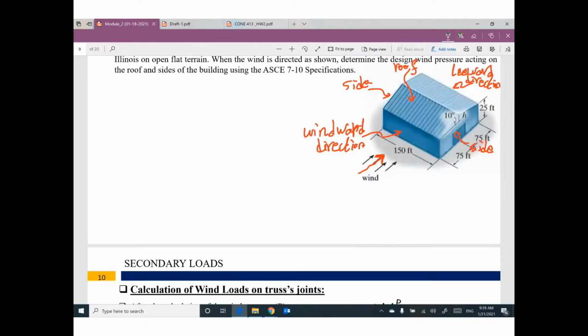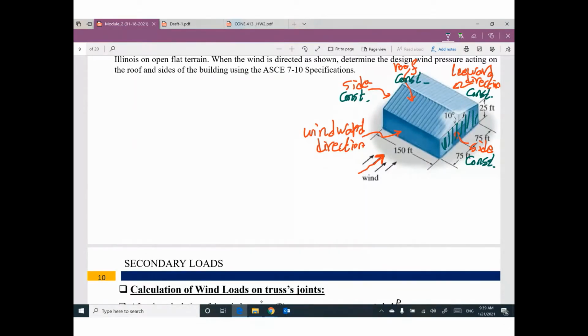The wind value or the wind pressure on this side will be a constant value. Only one value. Not all of them are equal, but I'm talking about the whole side. The wind force will be constant.